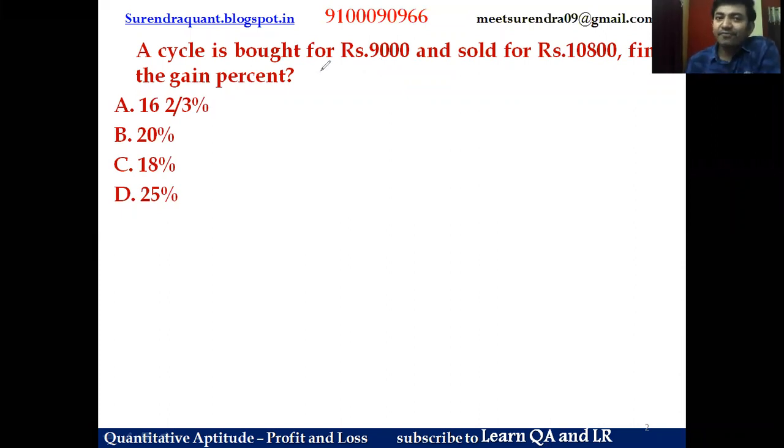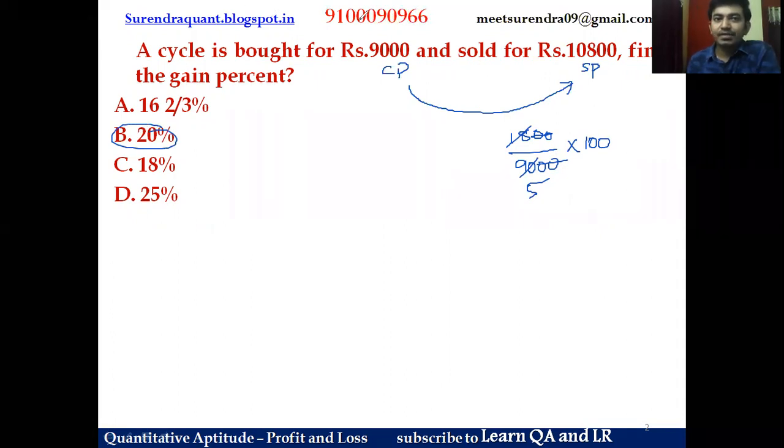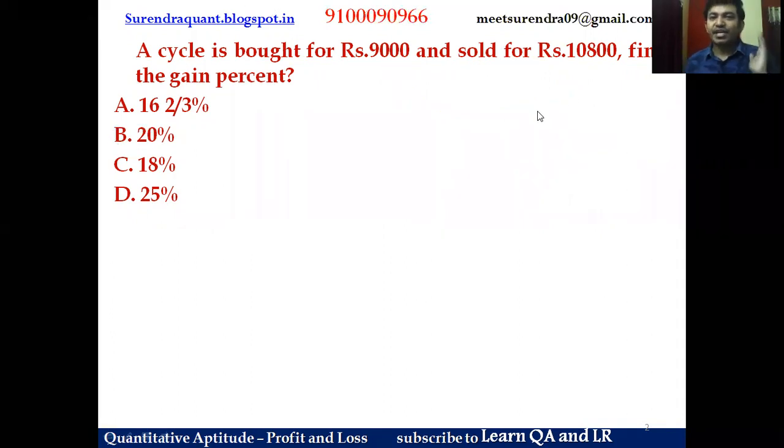A cycle is bought for 9,000 and sold for 10,800. Find the gain percent. So this is CP for which he purchased, and this is selling price for which he sold the article. How much extra did he sell for? He sold for 1,800 extra. That is his gain. And we already told you gain must be calculated over cost price. So 1,800 by cost price 9,000, and to convert into percent, into 100. So 2 zeros cancel. 18 by 9 is 2, and 100 by 5 is simply 20%. Having a good understanding of profit loss, the questions can be solved very quickly.